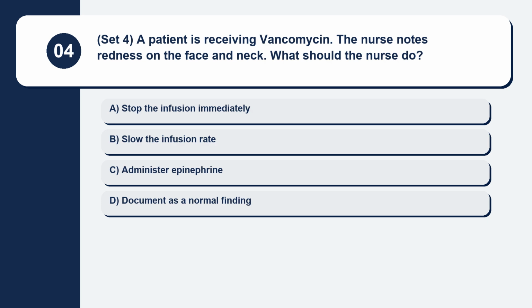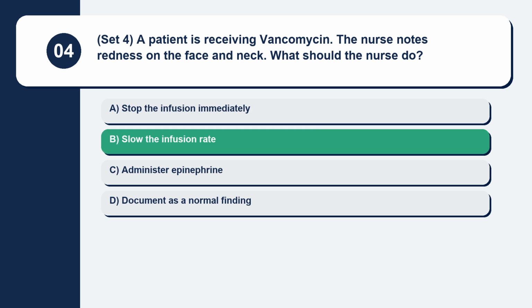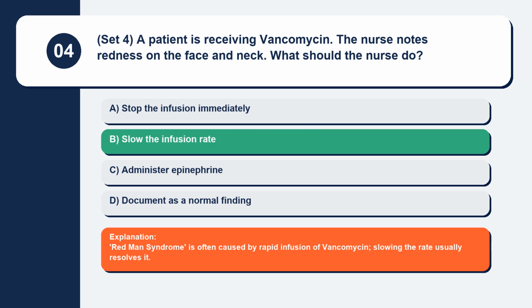Question 4. Set 4. A patient is receiving vancomycin. The nurse notes redness on the face and neck. What should the nurse do? Stop the infusion immediately, slow the infusion rate, administer epinephrine, document as a normal finding. Red man syndrome is often caused by rapid infusion of vancomycin. Slowing the rate usually resolves it.